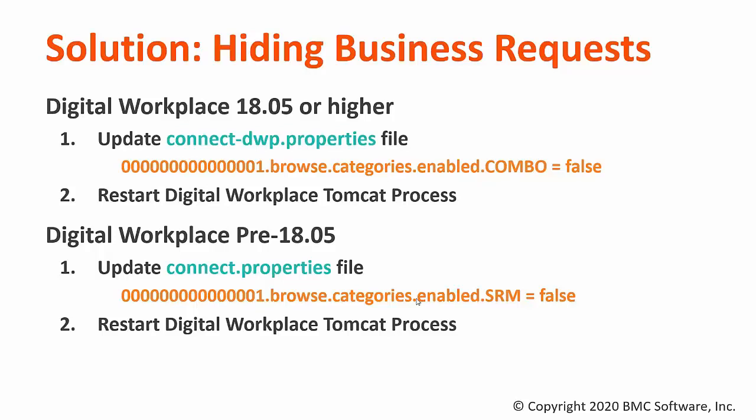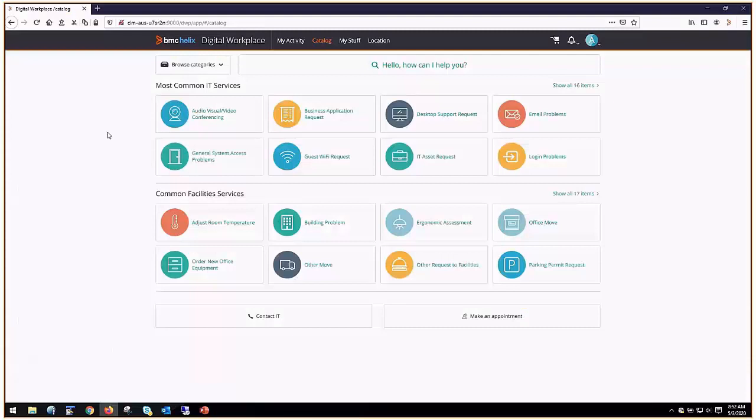It's just a simple change to the connect properties file. In 1805 or higher, connect-dwp.properties, and pre-1805 connect.properties. This is just straight out of the box, freshly installed system.